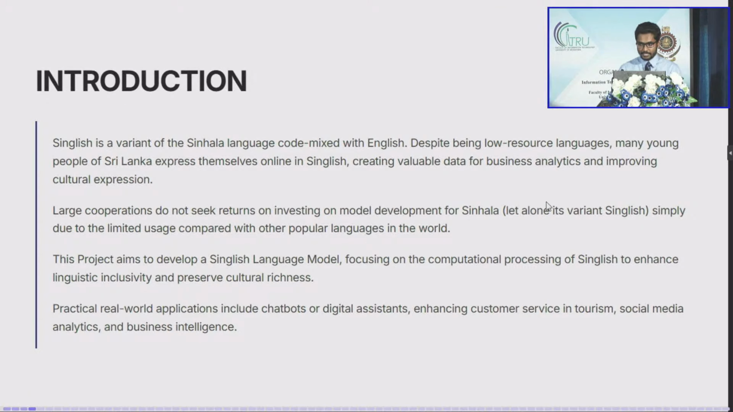Sinhala is a low-resource language, and let alone Singlish, which is a code-mixed variant of Sinhala with English. In the world, Sinhala is spoken mostly only in Sri Lanka, so big corporations like OpenAI and Anthropic, their likelihood of creating a separate model to support this niche language is very low. And that is why we came up with our research idea, that we are going to develop a framework which can process Singlish effectively.